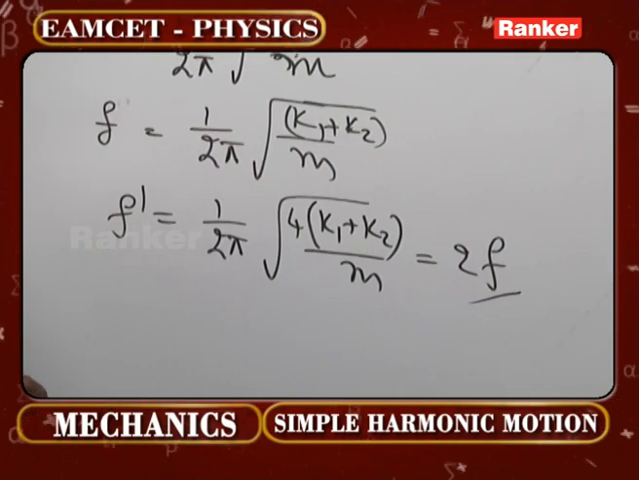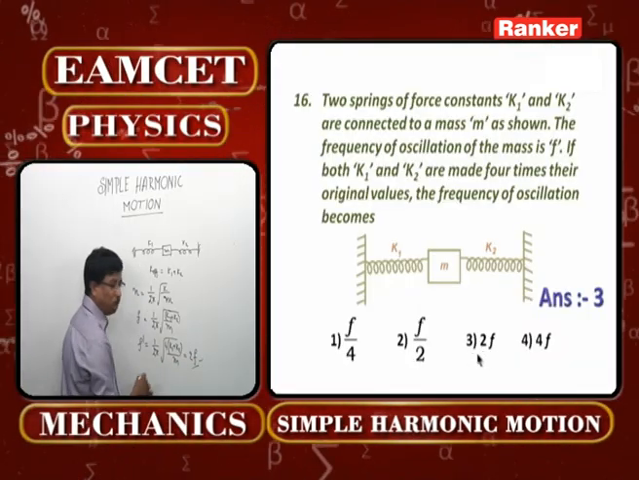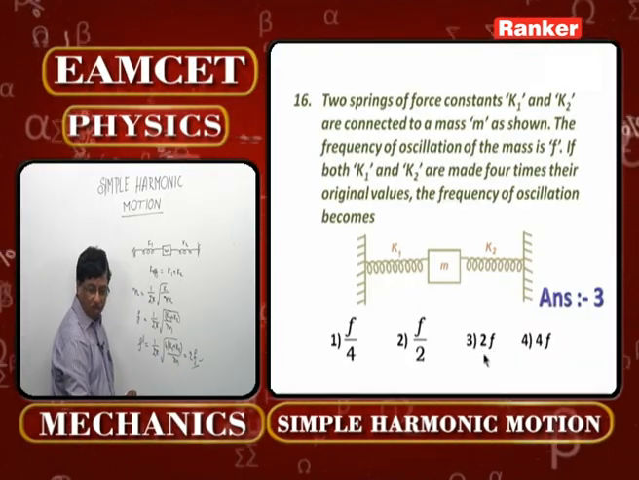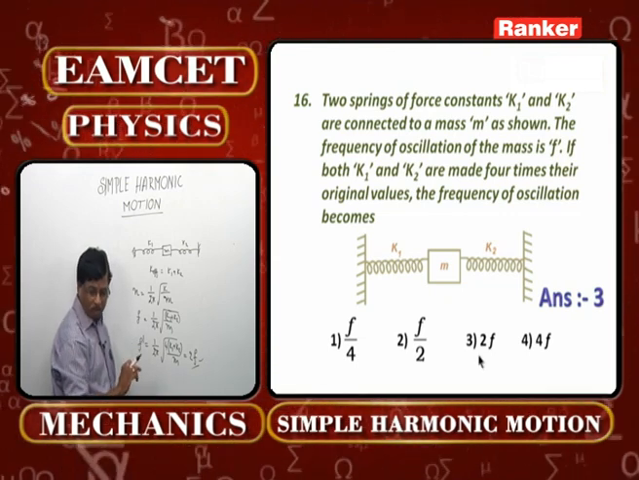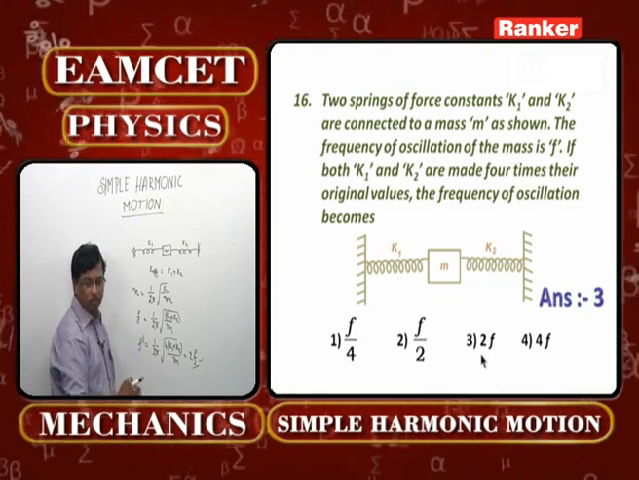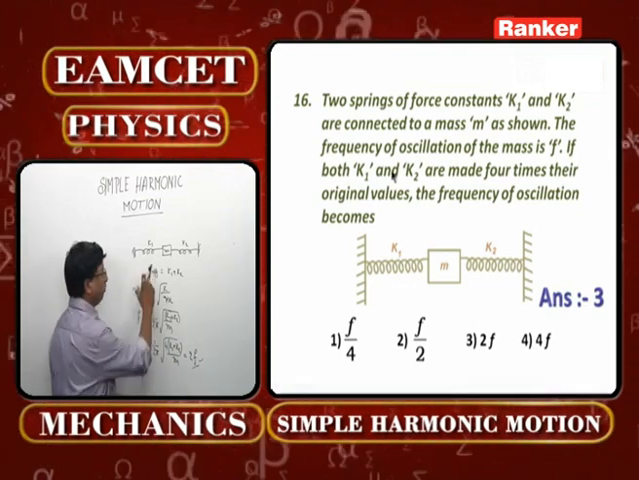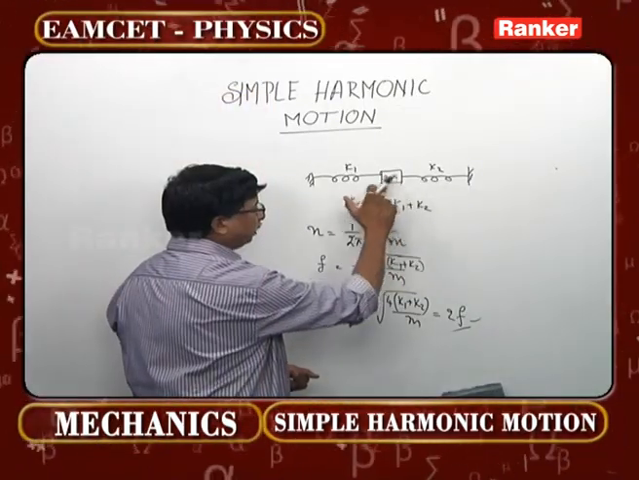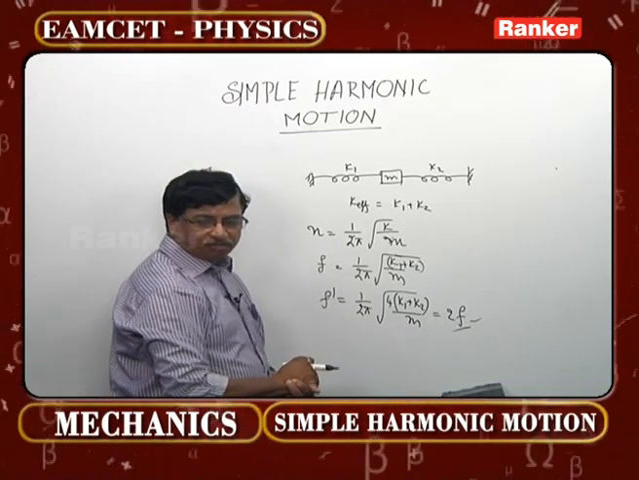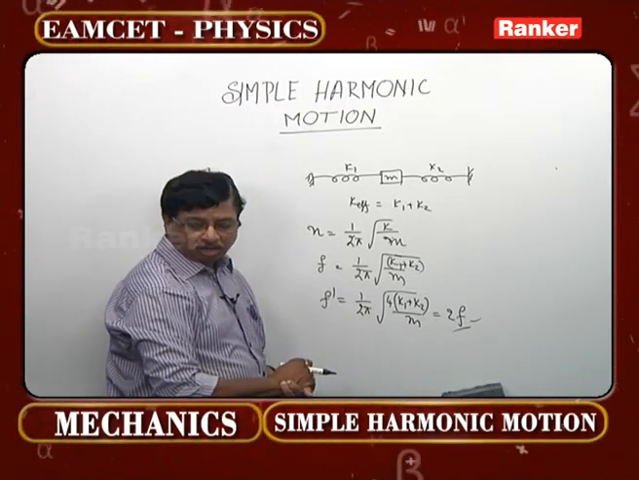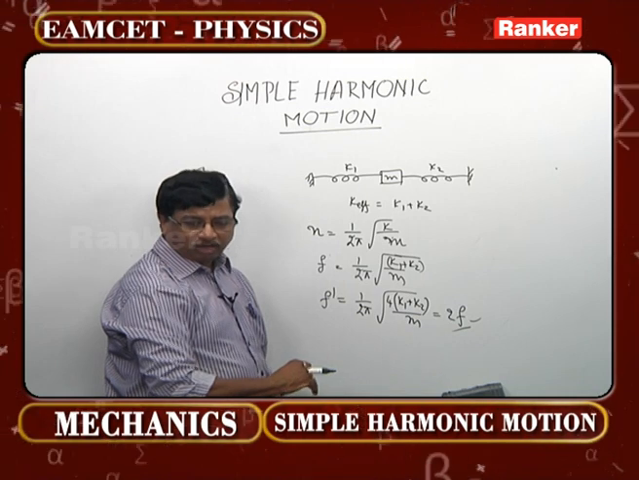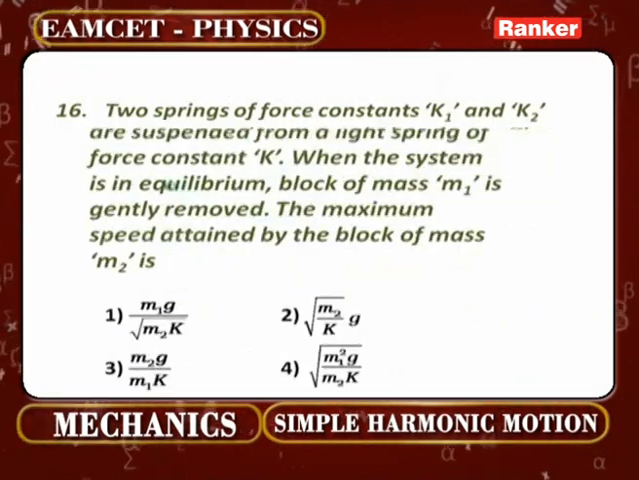You look at once again. The correct option will be 2 times the frequency of the original one. Means what? The third option is the right option for us. For question number 16, the third option is the correct option there. But remember, whenever the springs are connected to the mass this way, they are said to be connected in parallel.